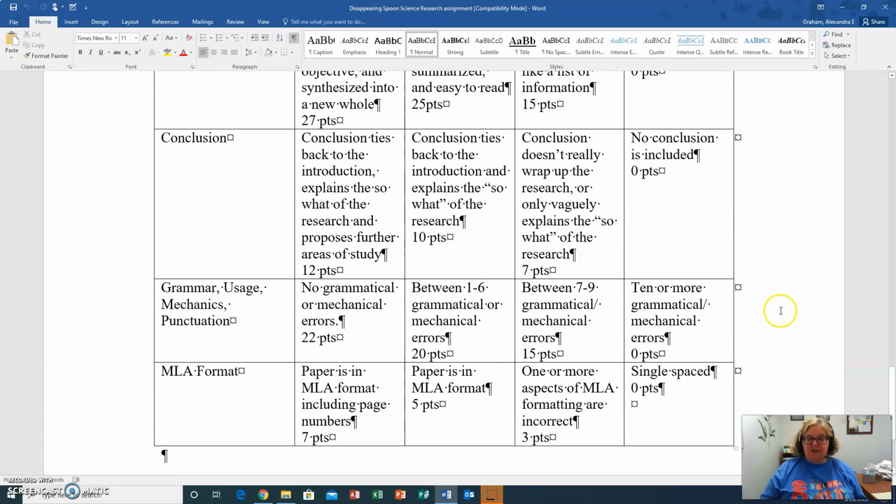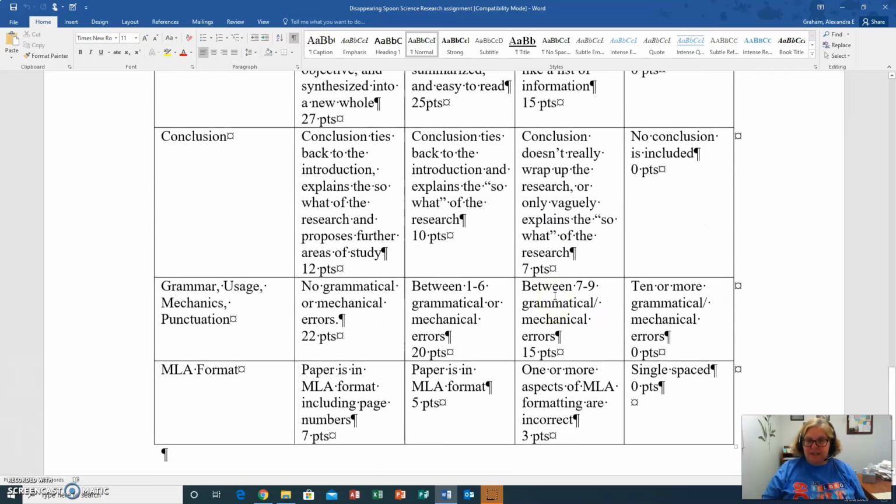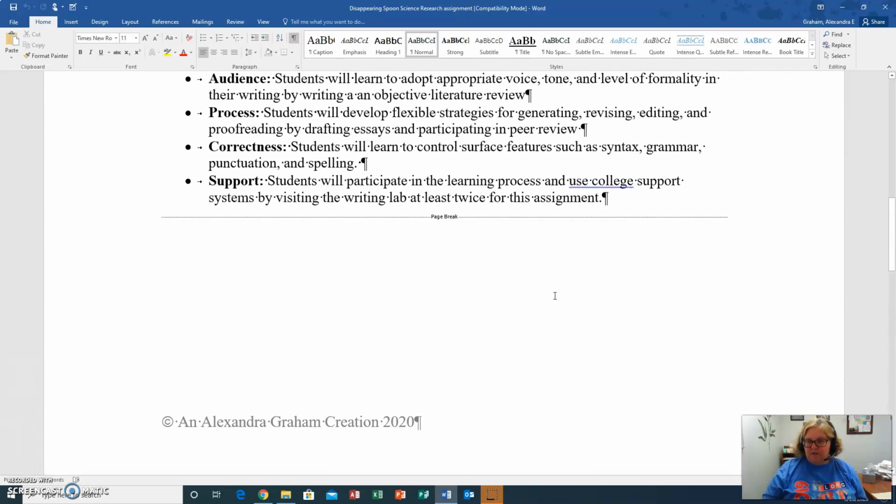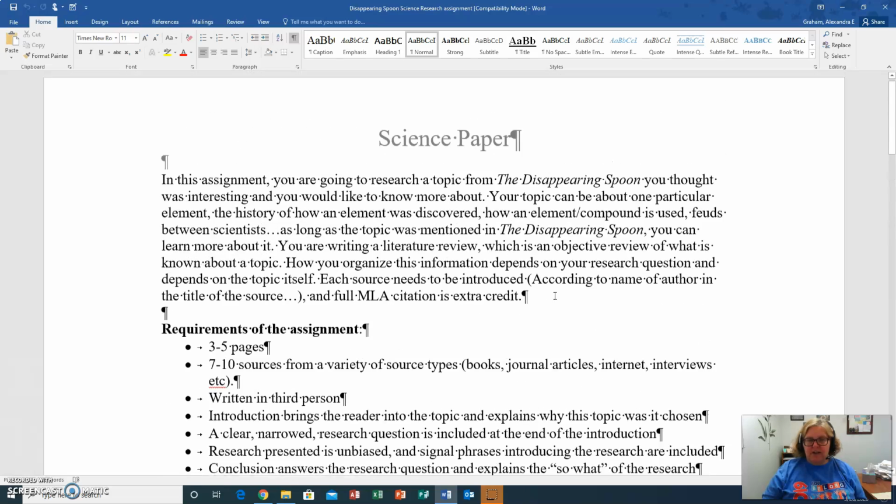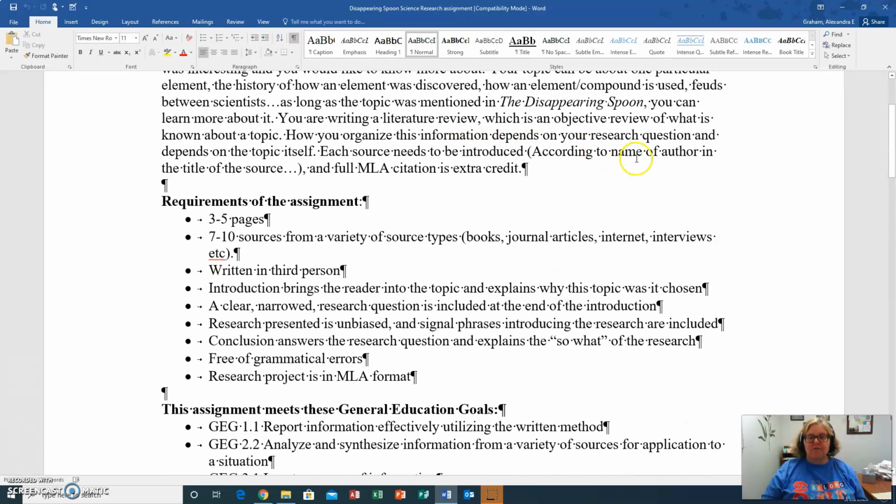You'll notice this tightens up. Now we're down to 1 to 6 errors before freebies. 7 to 9 loses you some points. 10 or more, big fat goose egg. And then here's your MLA format. So that's what I'm looking for from you. The big thing where students tend to have trouble in this assignment is the research question, and the literature review. So let me go over those a little bit more in depth.